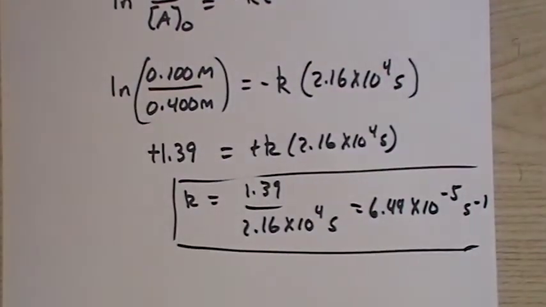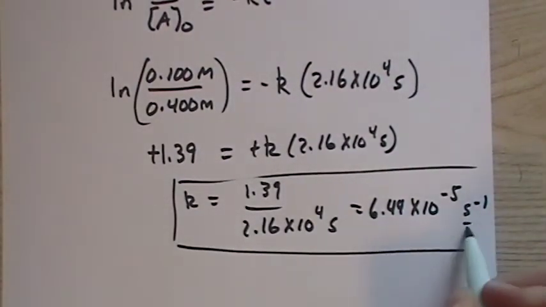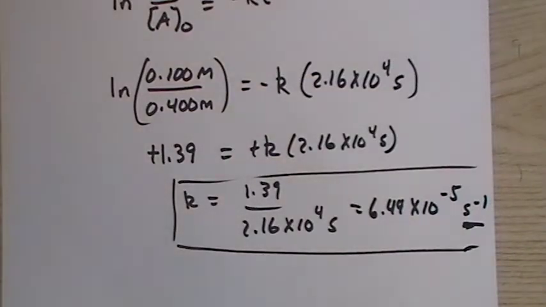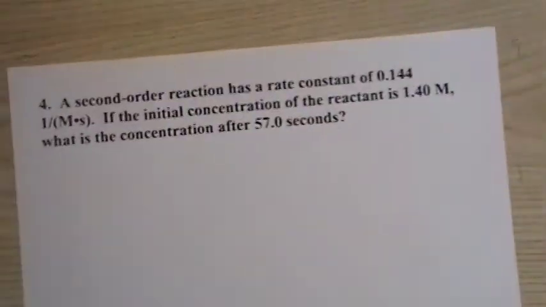And we have 6.44 times 10 to the minus 5 inverted seconds. Those are units for a first order reaction. For every first order reaction, K is going to be in terms of inverted time, and usually inverted seconds. All right, let's try another one. What else do we have here?